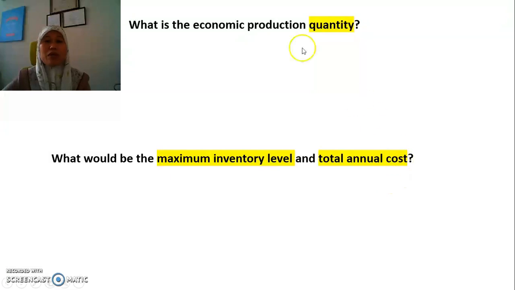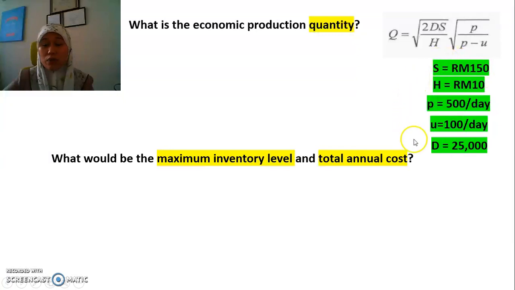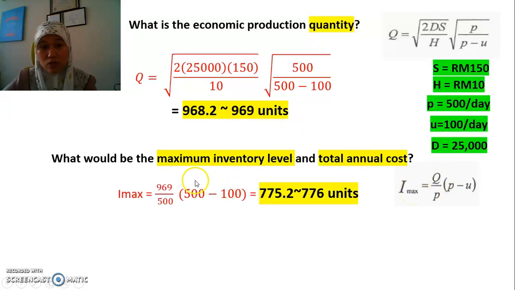Now we want to calculate the economic production quantity using this formula, and we already have all the information. We plug the values into the formula, and we get 968.2, which we need to round up, so it becomes 969. The next question asks us for the maximum inventory level, the IMAX. With Q equal to 969, we plug in the values and the answer is 775.2. We need to round up to 776.